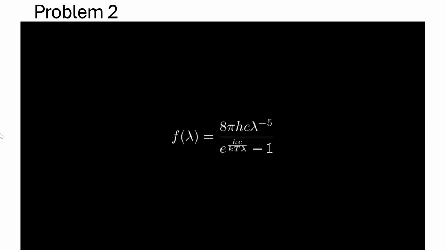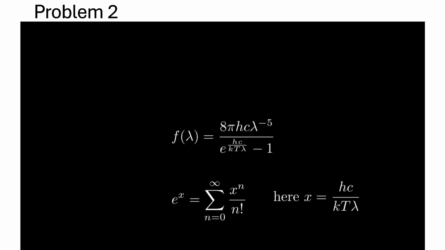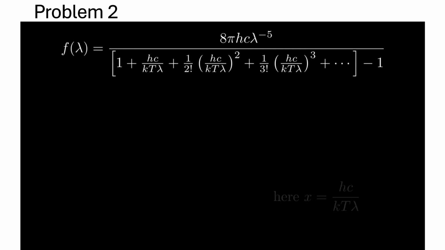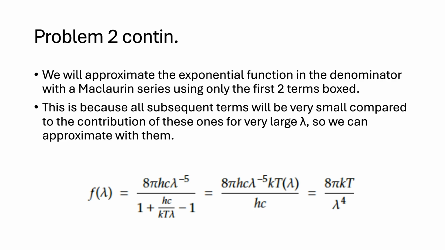For problem 2, we have to use the Taylor series centered around 0 of e to the x, where x is hc over kt lambda. Expanding out, we get this expression for Planck's law, and we're going to be using those first two terms there to approximate. And we're only using the first two terms of the Maclaurin series because all subsequent terms will be very small compared to the contribution of the first two for large lambda. So we can approximate using those two.